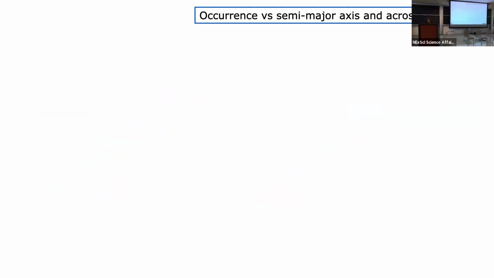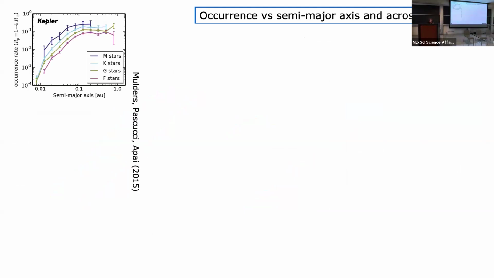Now, so far, we have looked at the occurrence in a certain period or semi-major axis across stellar mass. But now what if we look at the occurrence as a function of semi-major axis and as a function of stellar mass? So here we start again from some older work we did. Here are Kepler results. All these occurrences are intrinsic occurrences, so corrected for all the biases. And the different colors are for different stellar spectral type ranges and therefore different average stellar masses.